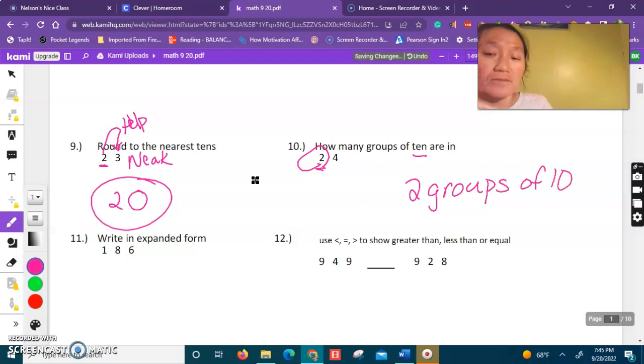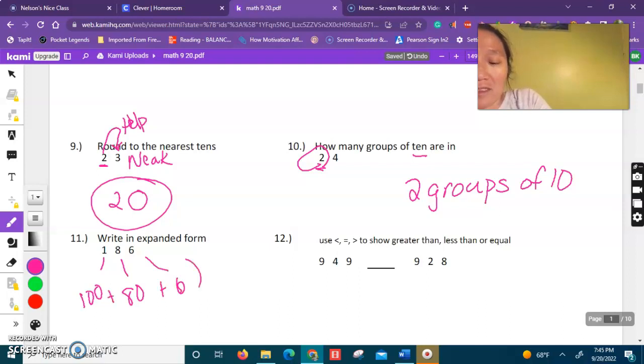Okay? We're going to write 186 in expanded form. You're going to write, here's the 100, here's the 80, and here's the 6. 186. Put your parentheses around it.